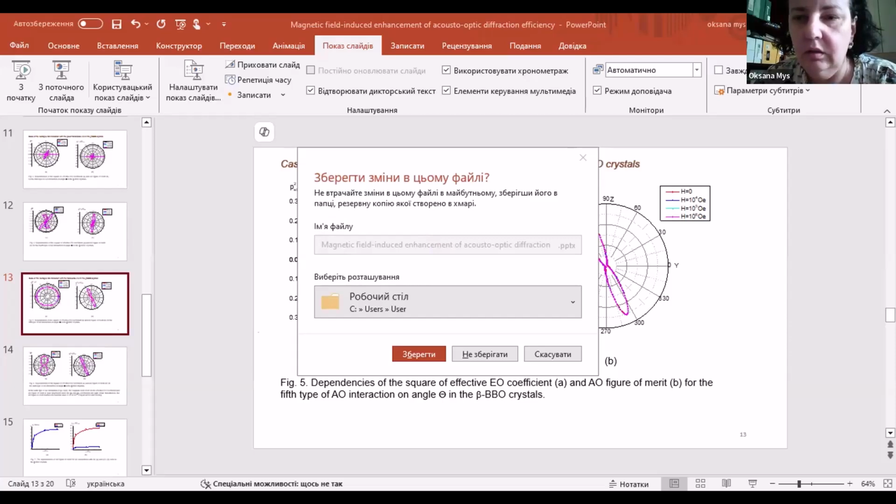It was uniaxial crystals: BBO crystals, KDP crystals, and lead molybdate crystals. These are crystals without initial optical activity, so the change of the effective elasto-optic coefficient will be caused only by the action of magnetic fields. And how strong a magnetic field is needed for this effect? We did not perform an experiment, but from our mathematical simulation, it is 1 or 2 kilooersted.